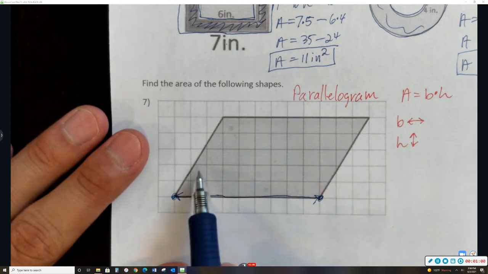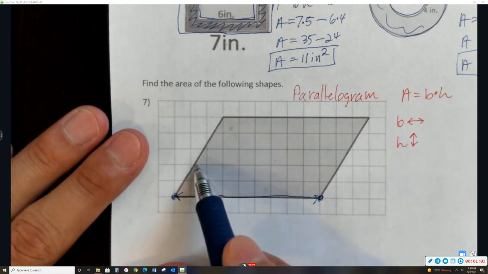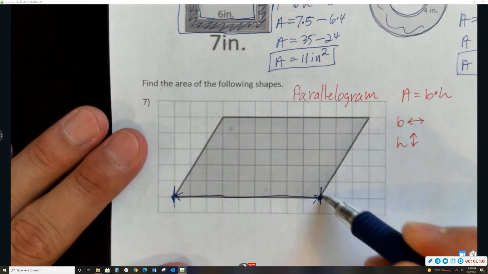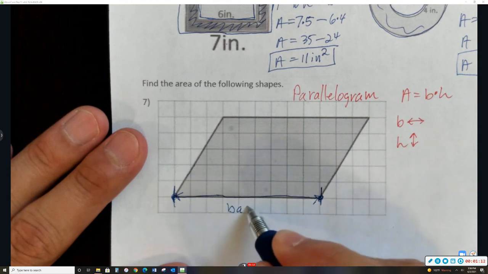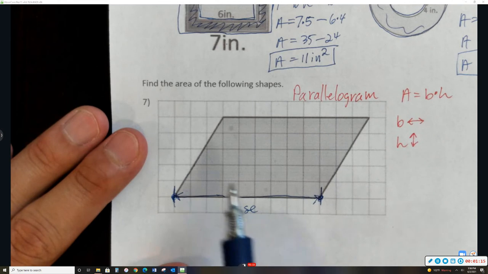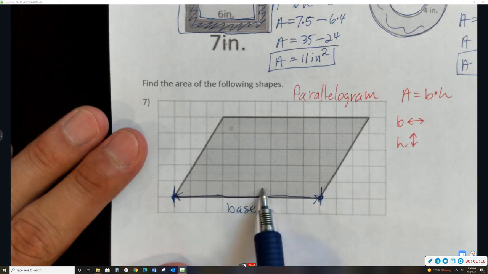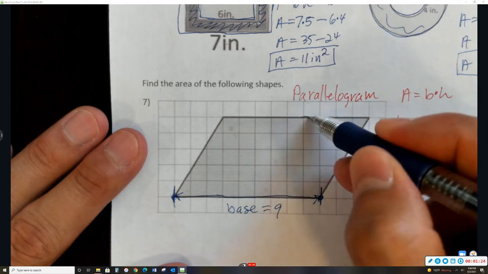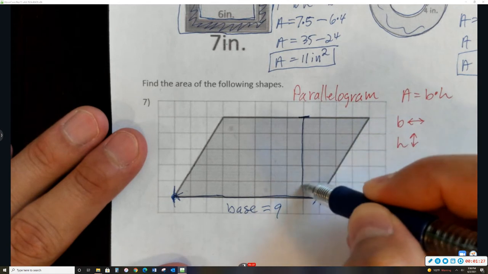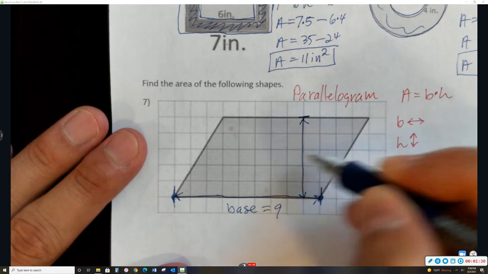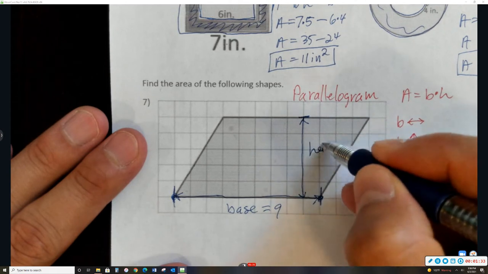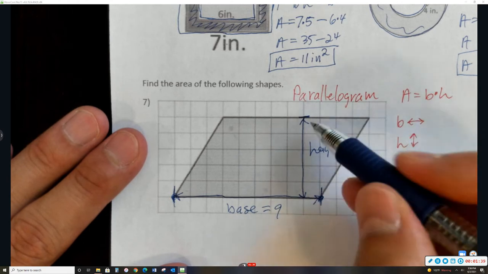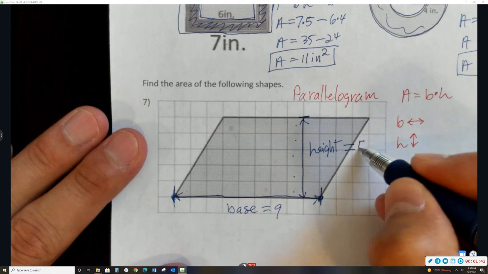But I wouldn't want to start here, because it doesn't start at the beginning of one square. This one does, and it also ends at a square. So to figure out the base, all I need to do is count how many squares across it goes. It goes 1, 2, 3, 4, 5, 6, 7, 8, 9 squares across. And then the height, again, as long as you go from the top of the parallelogram to the bottom, it doesn't matter where you are, you can find the height. The height is 1, 2, 3, 4, 5 squares high.